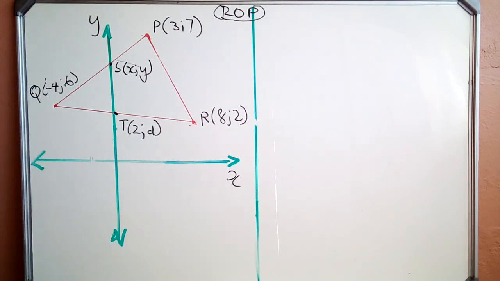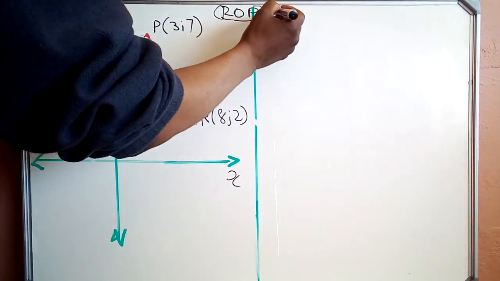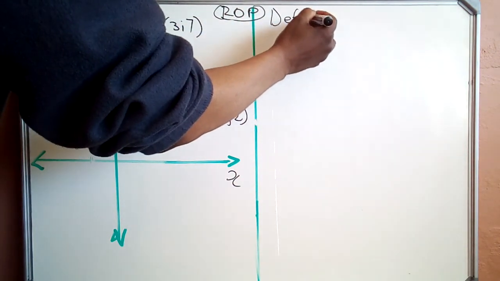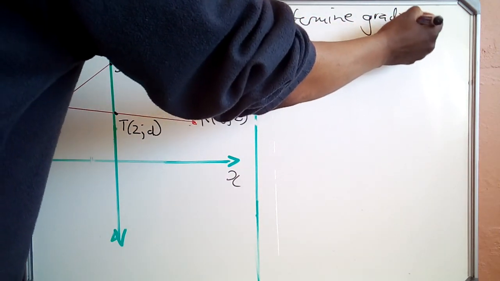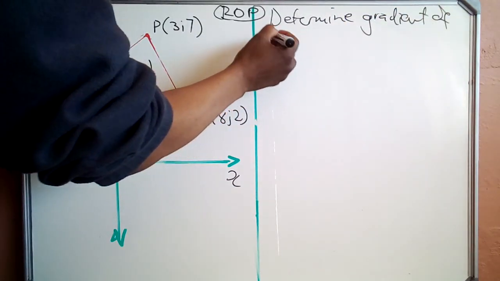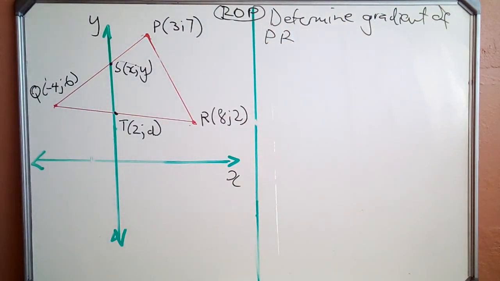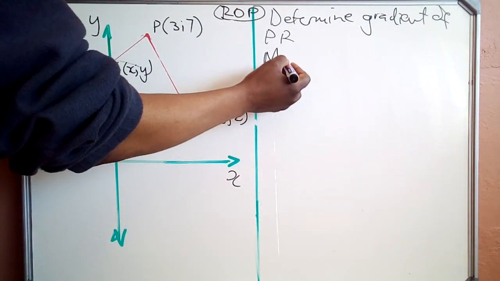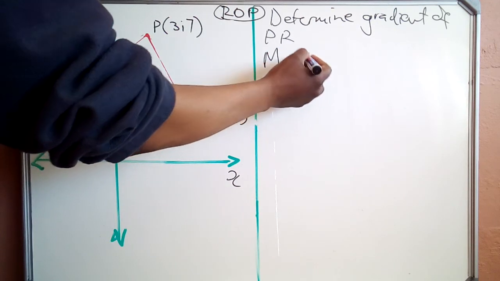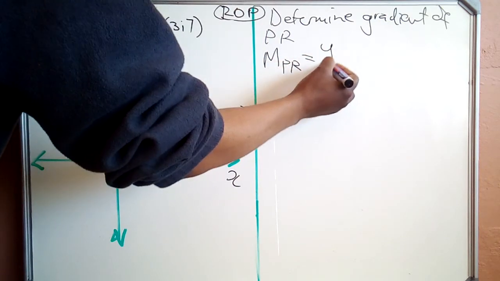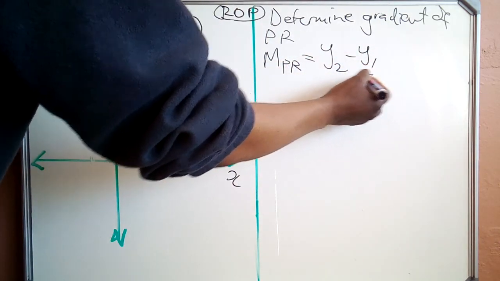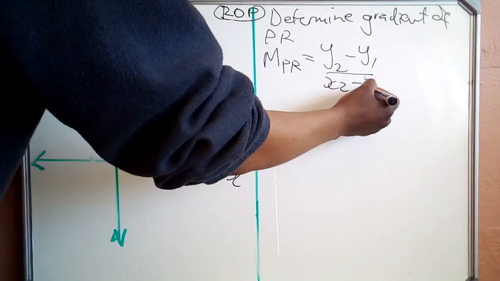Okay, so our first question comes from this sketch. It says determine the gradient of PR. We know that a gradient is m, which is PR, from this point to that point. And then the formula is y2 minus y1 divided by x2 minus x1.